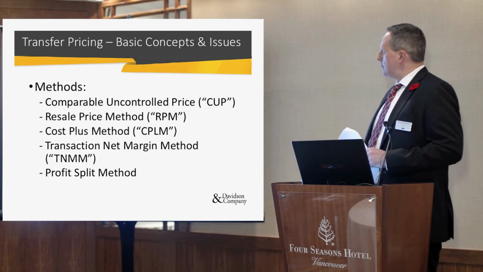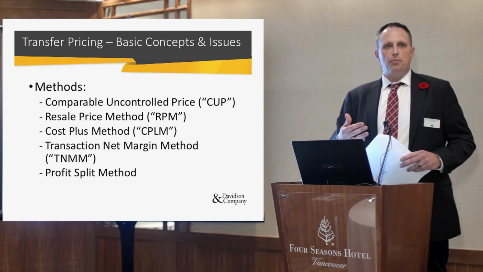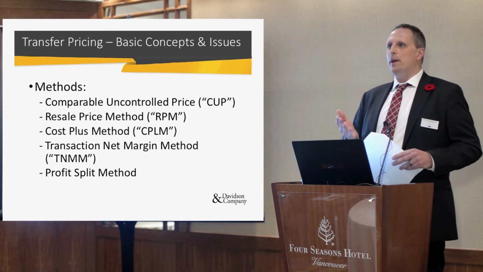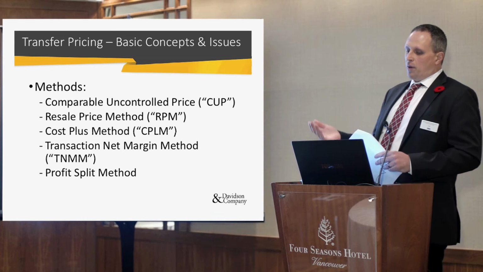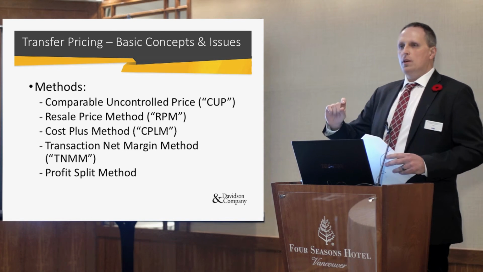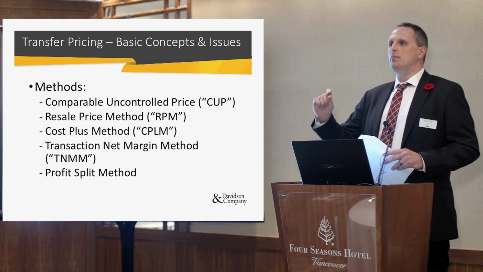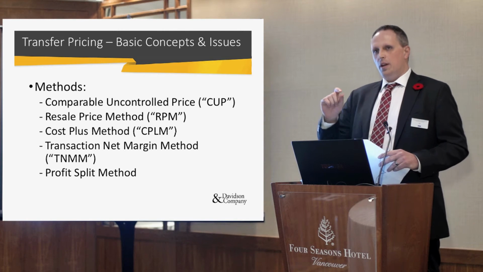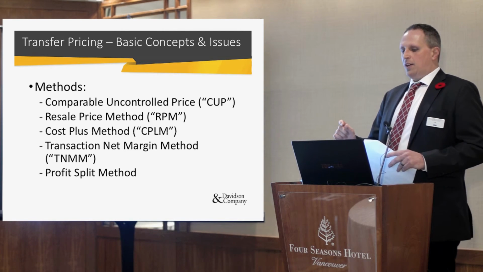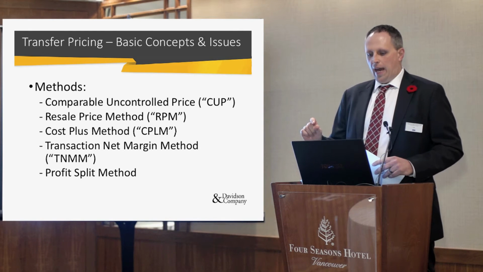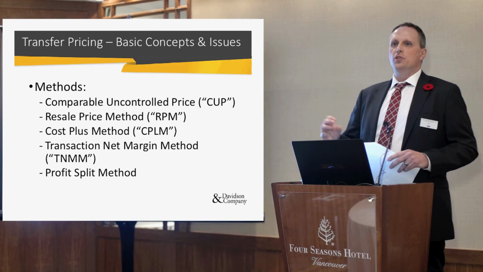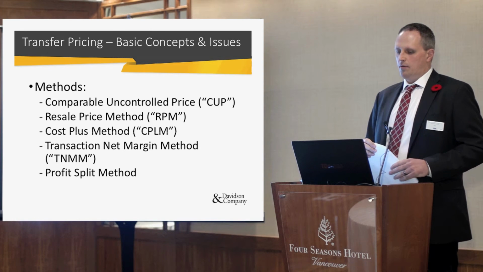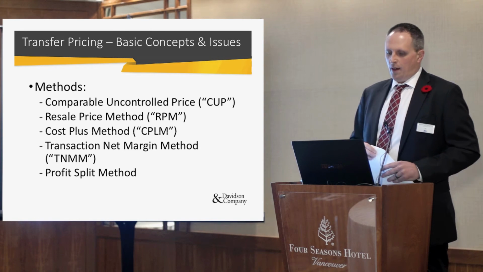Now, if that's not available and it's a unique type of product or service where you can't really find comparables out in the marketplace, the next thing you would look at is the resale price method, which almost works backwards in saying, what's my gross margin profit on these items, and what's a reasonable allocation of that? So it's really just taking your profit margin and working backwards to determine what your price should be.